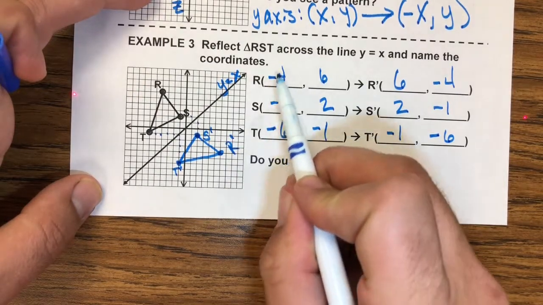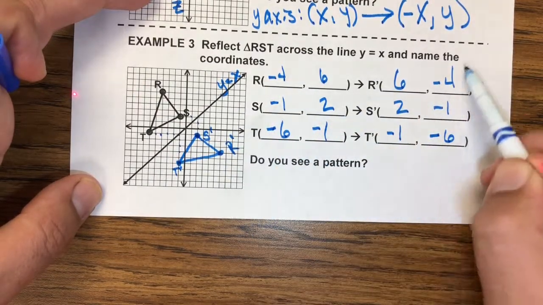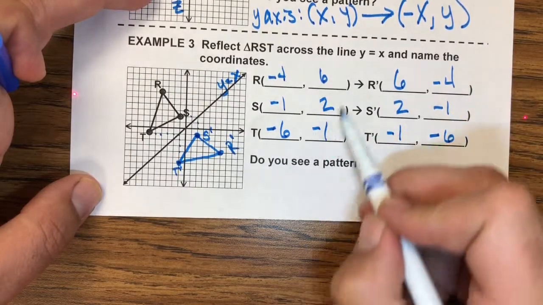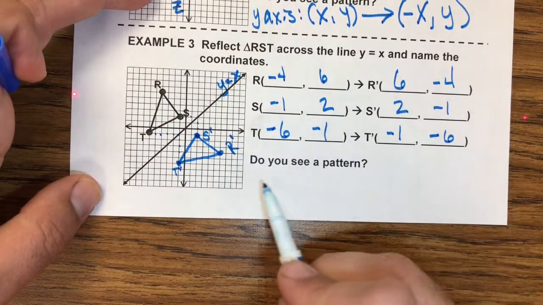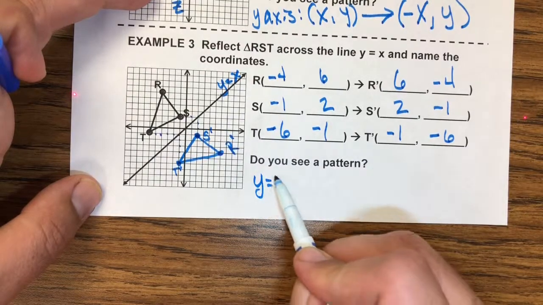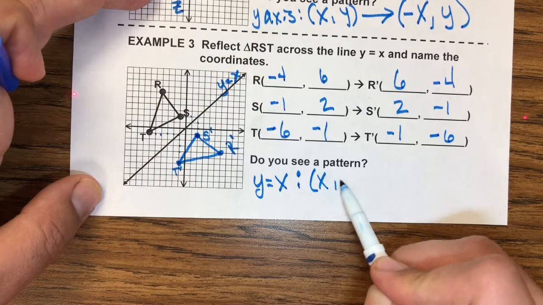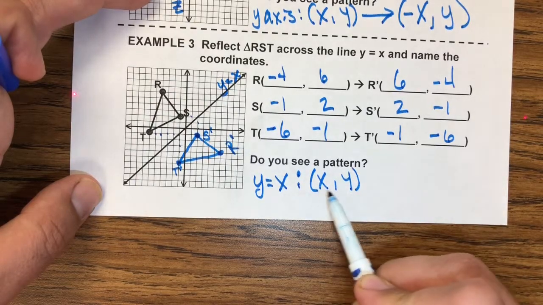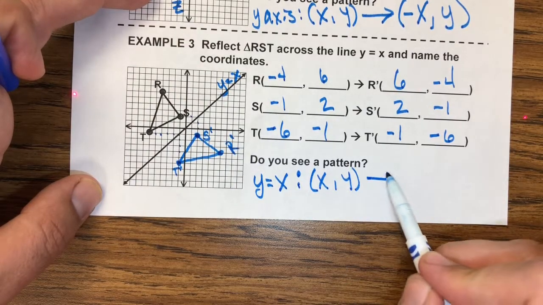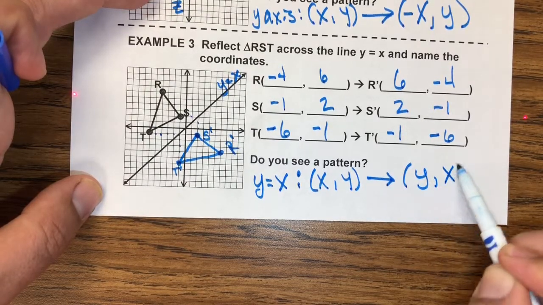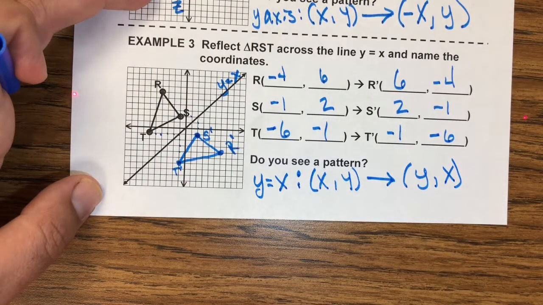Now notice that as we look at our pattern, all of our numbers here stayed the same. The signs didn't change, but they flipped. So when we reflect across the line y equals x, whatever our values for x and y originally were, after the reflection, they flip.